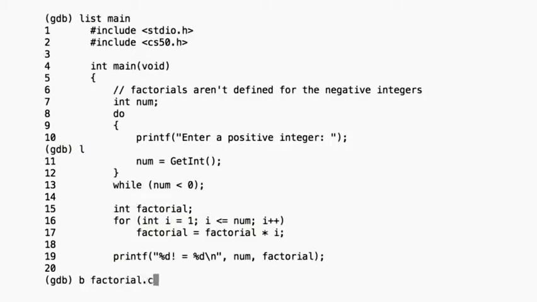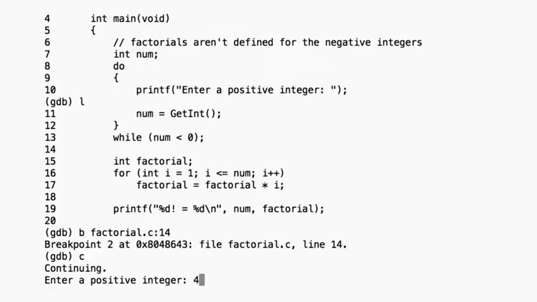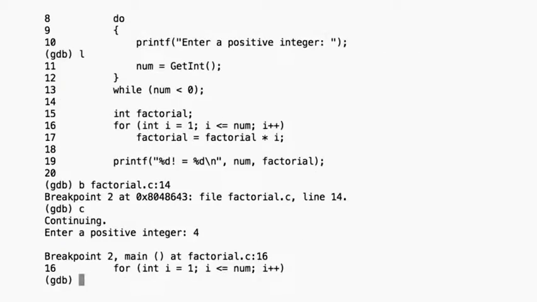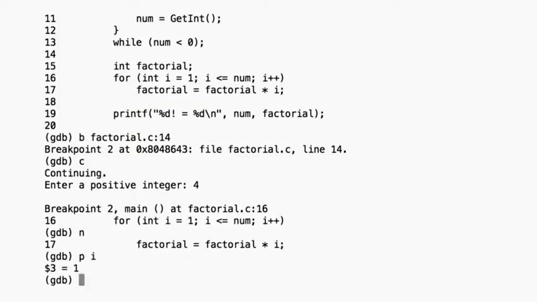It's good practice to specify the file name in this breakpoint command, since GDB can get confused if you're working with multiple files. To move ahead to this breakpoint, we'll use the continue, or C, command. OK, here we are at the for loop. Let's go one more line into the for loop, and then we'll start printing variables to see what's going on. Let's make sure that I is indeed 1, as expected. Yep, that's all good. What about factorial, though?